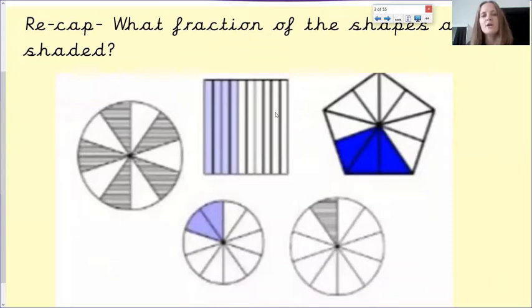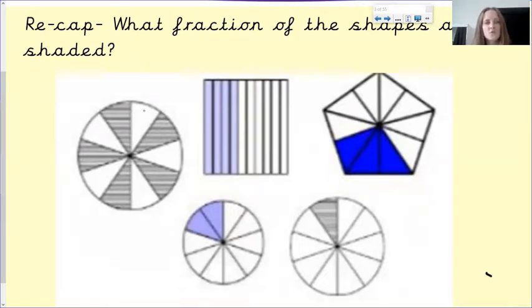Right, so having a look at these shapes, I want you to quickly jot down what you think the fraction of each shape is. The fraction that has been shaded in each one, what do you think it is? So pause the video now and give that a think, and then I will go through that with you.